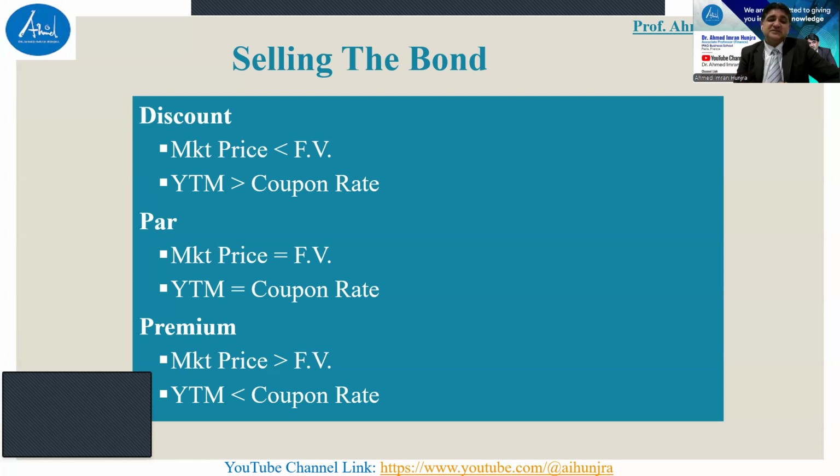If it's traded at discount, then YTM should be greater than the coupon rate. If it's traded at par, then YTM should be equal to the coupon rate, because market price and face value are equal. If it's traded at premium, it means market price is greater than face value, then YTM should be less than the coupon rate. So this point is very important.